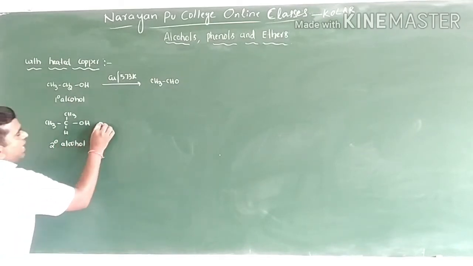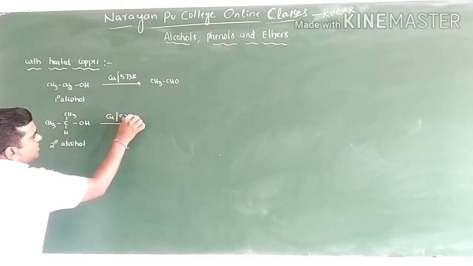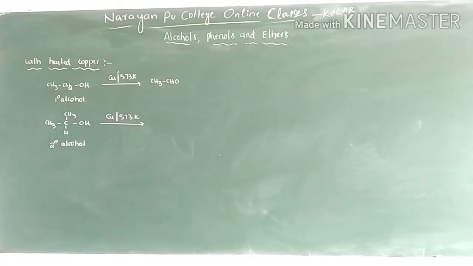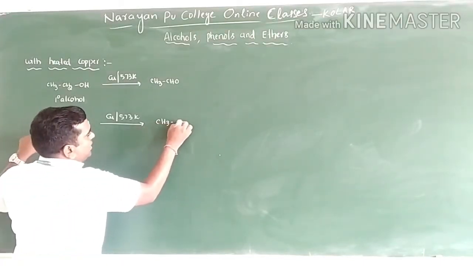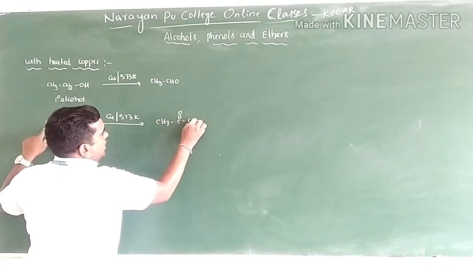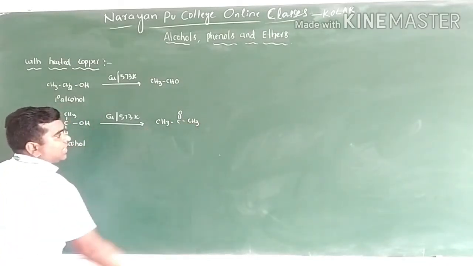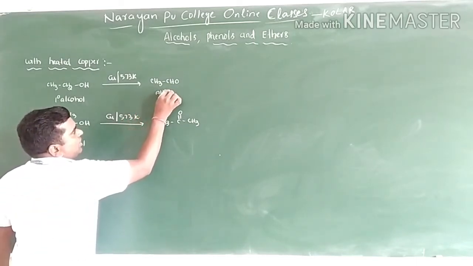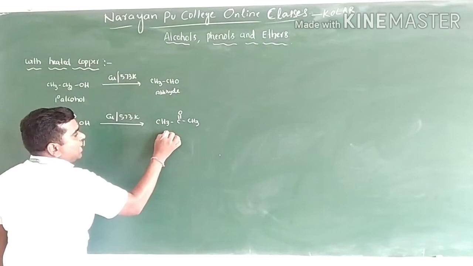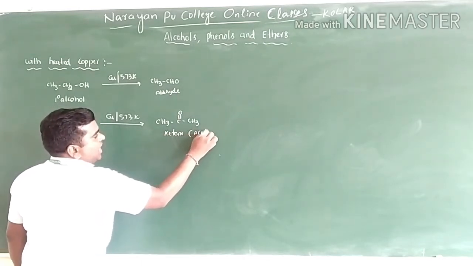Secondary alcohol, and the same secondary alcohol with copper at 573 Kelvin. What compound will you get here? You will get a ketone, CH3COCH3. So here one H and another H will be removed, and you are getting a ketone. Here it is an aldehyde, acetaldehyde, and here the product is a ketone, acetone. This is acetone.